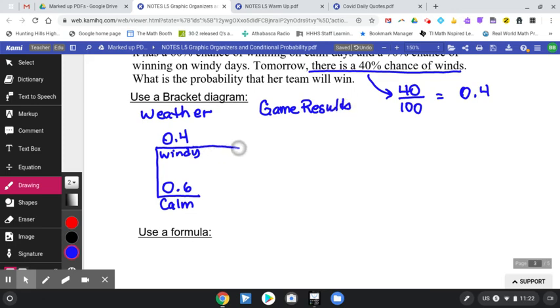All right, so from windy, we're going to extend the bracket and we're going to talk about the 2 things that could happen in the game. So they could win or they could lose. Didn't leave much space here, but extend your calm bracket as well. If it's calm, 2 things could happen in the game. They could win or they could lose.